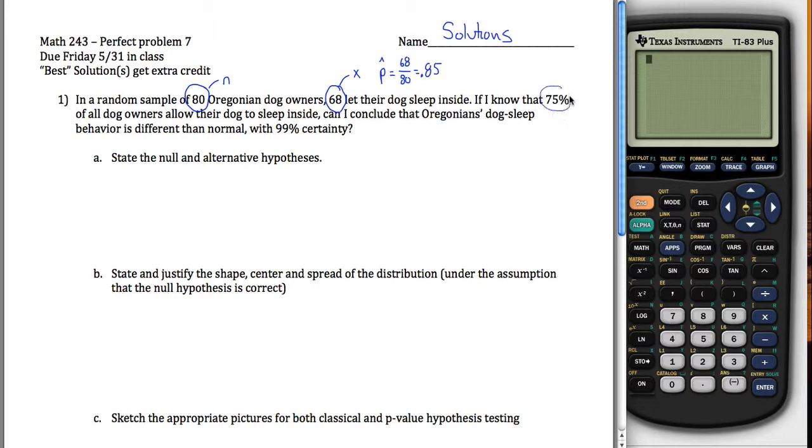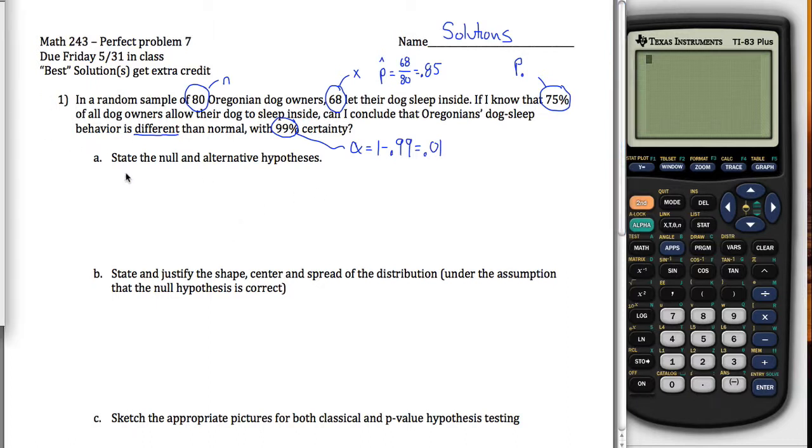I know that 75% of all dog owners, so this is a population proportion here, I'd like to use p for it. I want to use p for something else, so I'll use p naught, 0.75, of all dog owners let their dog sleep inside. Can I conclude that Oregonians' dog sleep behavior is different? Different is going to be a key word here. It doesn't say there's a higher proportion or a smaller proportion. It says different than normal with 99% certainty. Sure. 99% certainty tells us that alpha is equal to 0.01. 1 minus 0.99, which is 0.01.